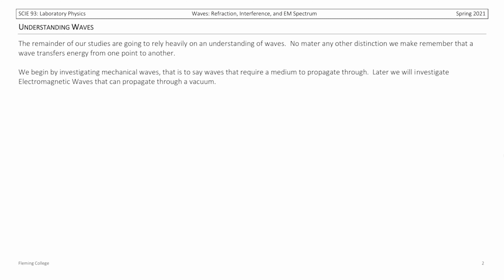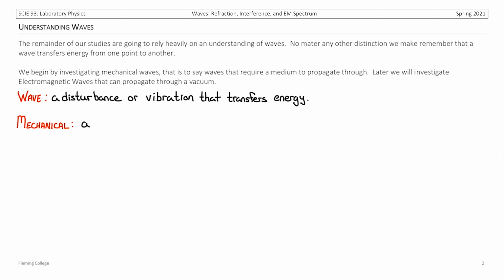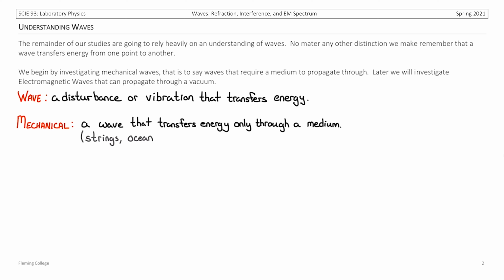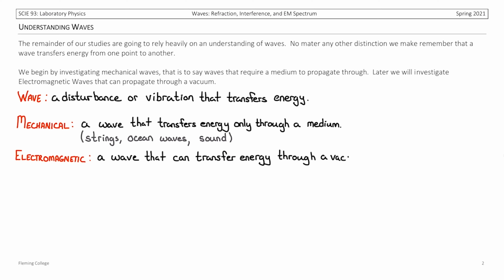Some of the key terms we'll use. A wave is a disturbance or vibration that transfers energy. When we talk about mechanical waves, we're looking at waves that transfer energy only in a medium, so some material. Examples of this will be strings, waves in water, and even sound. If there is no medium to transfer through, then the wave we'll be talking about is electromagnetic. This is a wave that can transfer energy through the vacuum of space.